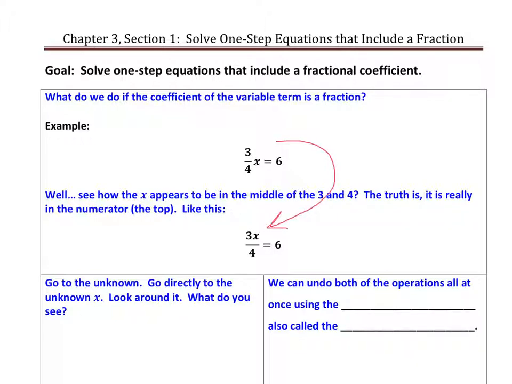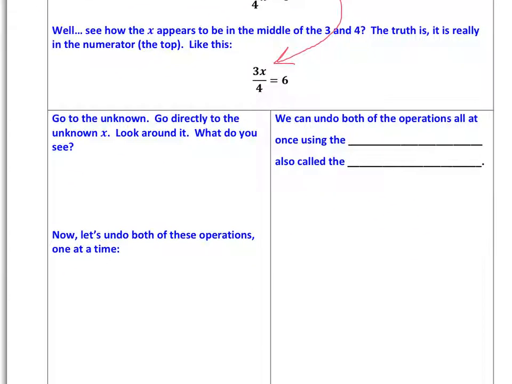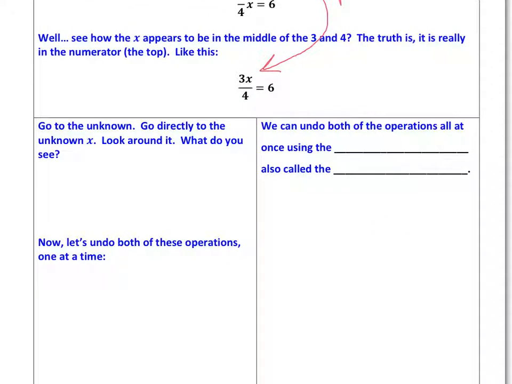So my strong advice is to rewrite problems like these and get the variable up on top, because in truth, what's happening here is x is being multiplied by 3 and x is being divided by 4. So I think that's a lot easier to see if we put x right up on the top where it belongs. Okay, so let's take a look at how we're going to solve an equation like this.